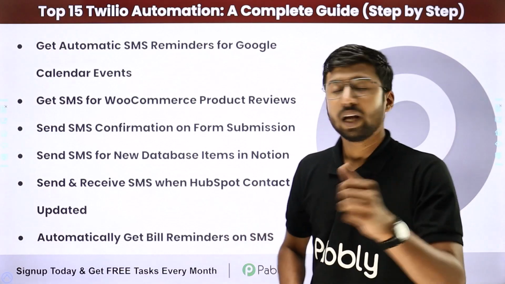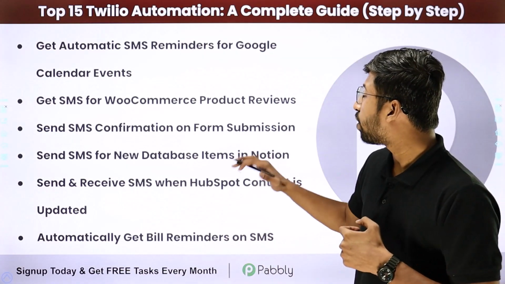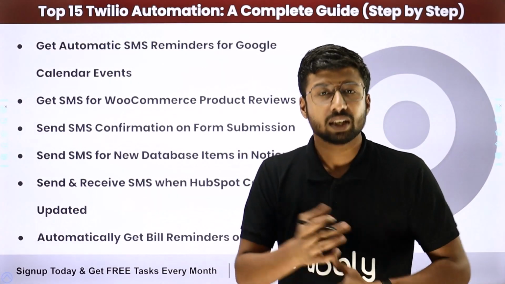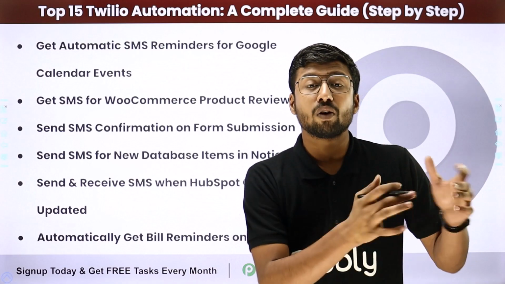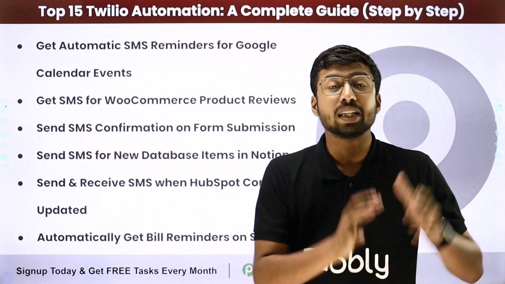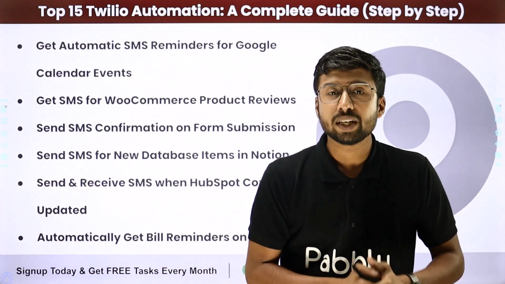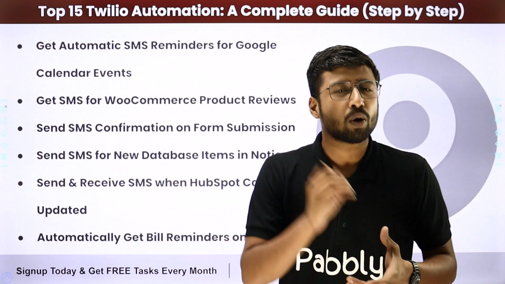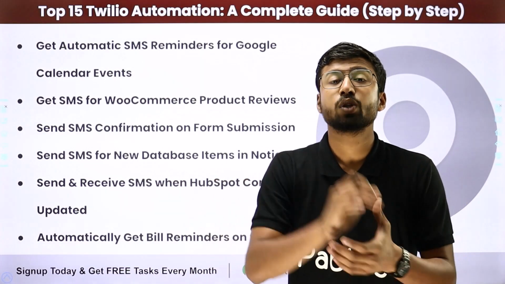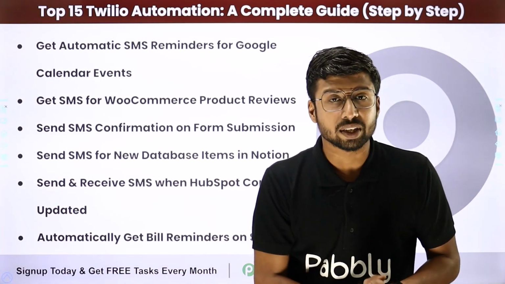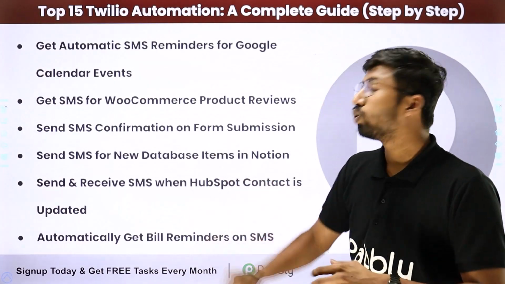The next automation that we have is send or receive SMS when a HubSpot contact is created. And this is pretty amazing. Let's say you are using a CRM platform like HubSpot. Now you want that whenever the details of a lead or a contact in HubSpot, your CRM platform, are updated, you receive an SMS notification on your number and also send an SMS notification to the user's or contact's number as well, confirming that their details are now updated. So using this automation, you can achieve it.